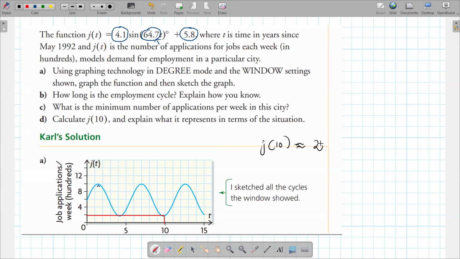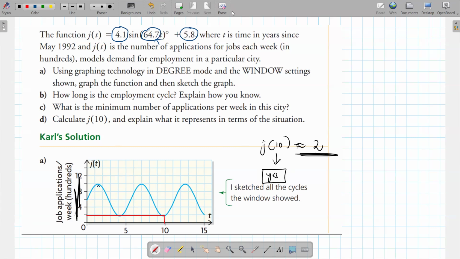After 10 years, so let me just phrase this. This is the time in years, so 10 years. So after 10 years, there were 200 job applications per week. That would be the conclusion. And you're done.